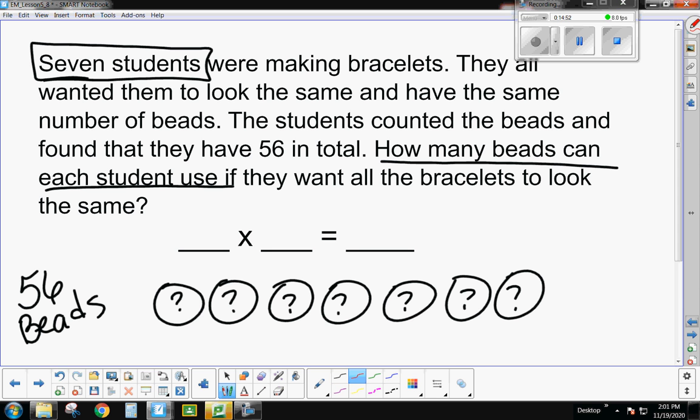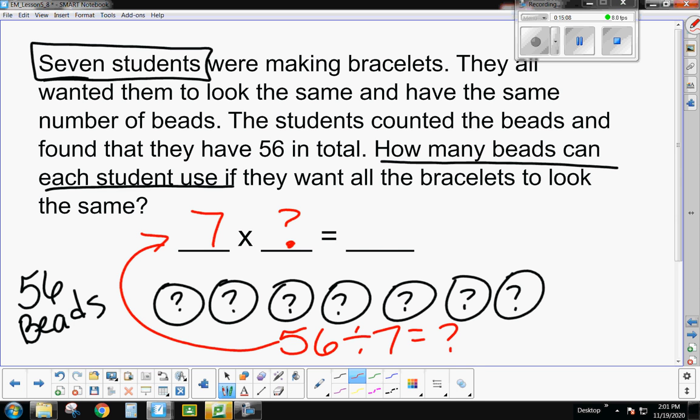All right, I was taking 56 beads and dividing it between 7 students. I'm trying to find how many beads each student will get. When I turn that around to a multiplication number model, I know that 7 times what equals 56. If you have not figured out the answer to this, pause the video and see if you can find the answer. Your answer should be 8. 7 times 8 equals 56.